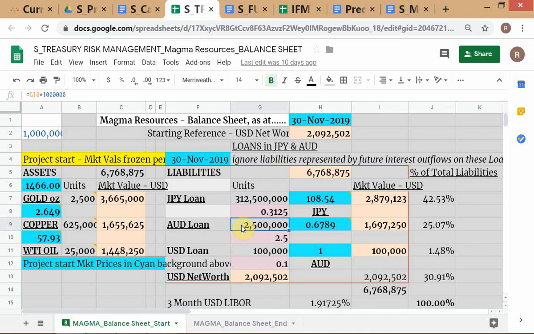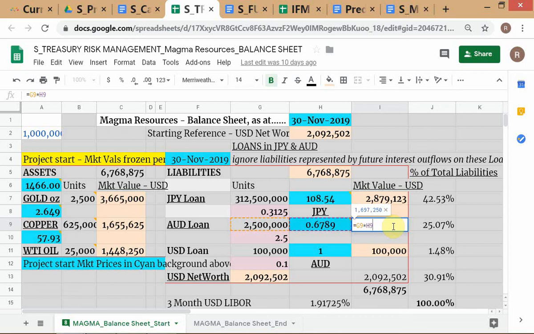Is this 250 Aussie? Not 250, 2.5 million Aussie. And what is this? This is dollar. Now, this is the dollar equivalent, because it's a dollar balance sheet. This is a US based company which prepares its financials in US dollars, and it only has US dollar revenues. So in any case, it'll have to prepare financials in US dollars.